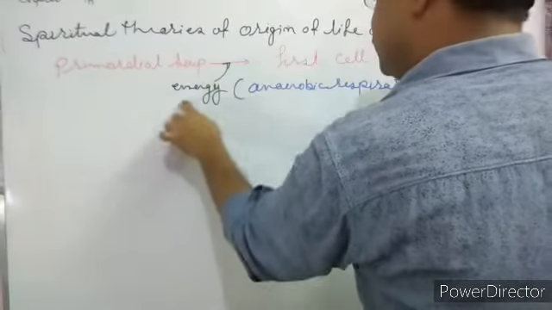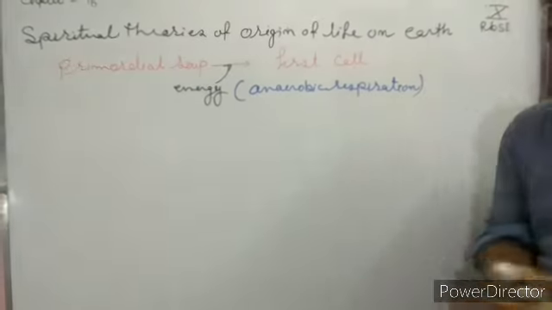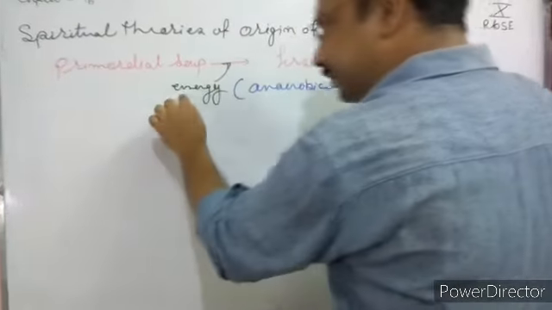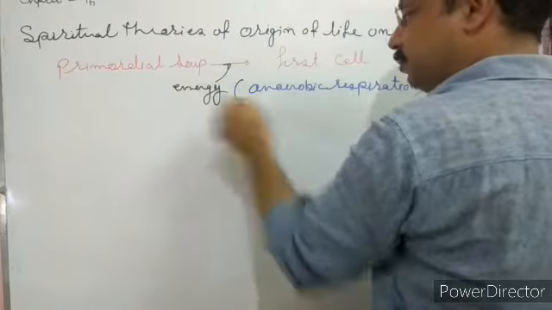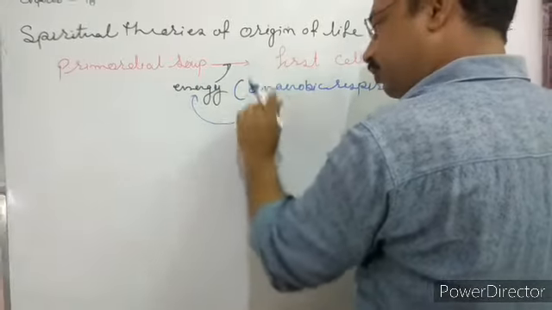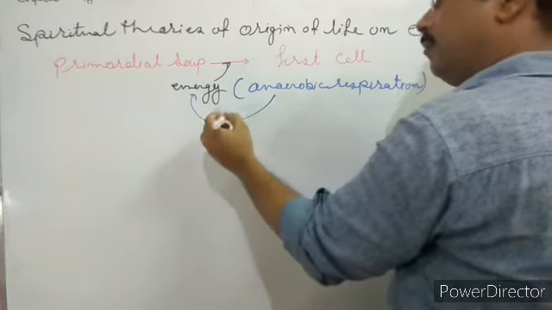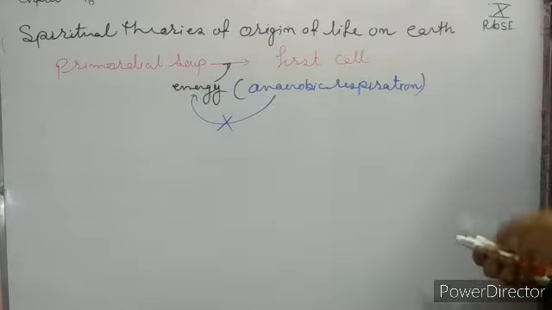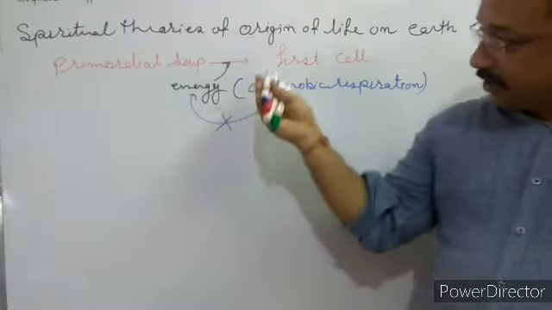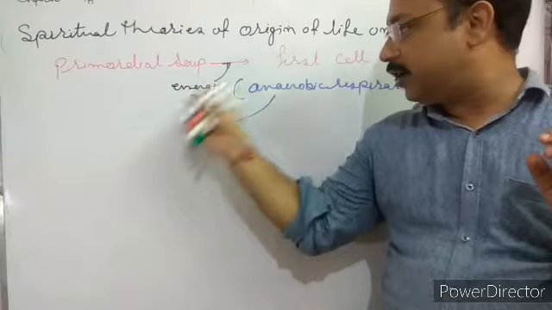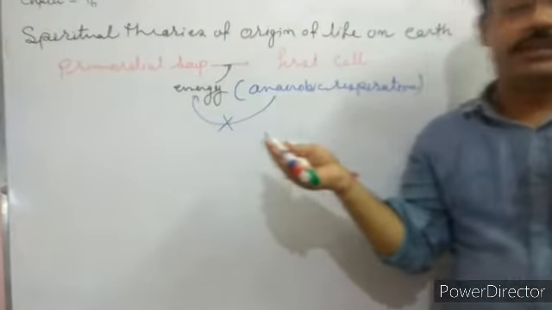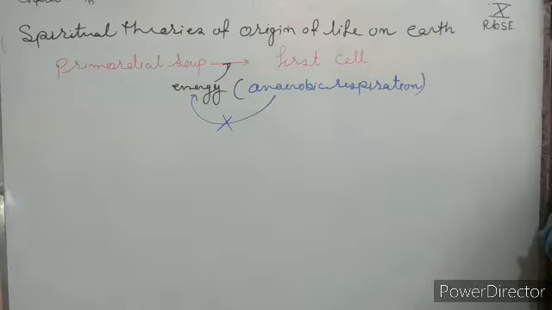But according to modern scientists, this energy from anaerobic respiration is not possible. The energy for the creation of life from the primordial soup cannot be obtained. According to the Oparin model, that was obtained by anaerobic respiration, but modern science is refusing it. They are saying that at that time, anaerobic respiration in the primordial soup cannot produce such energy, which combines the different complex substances and creates the first cell. Got it?